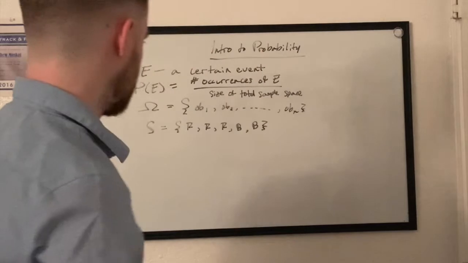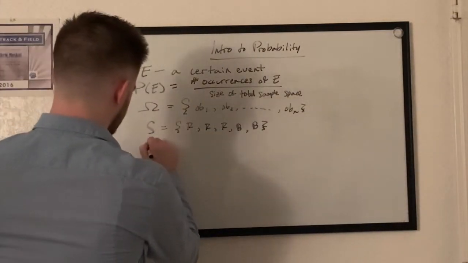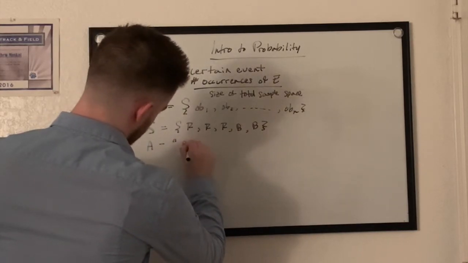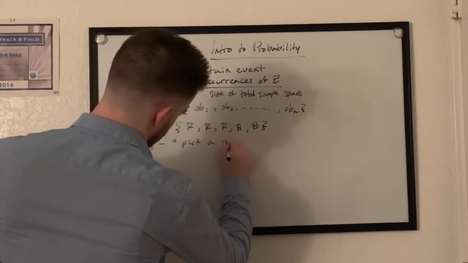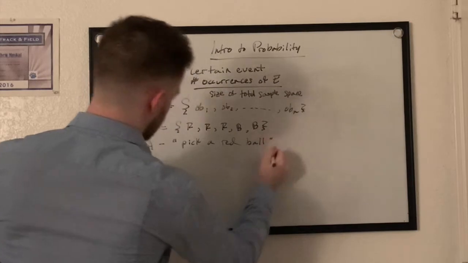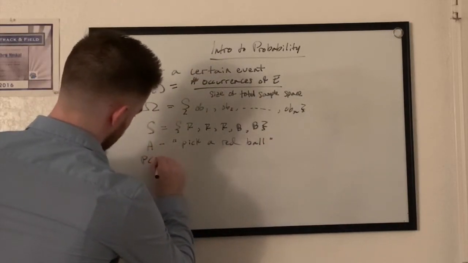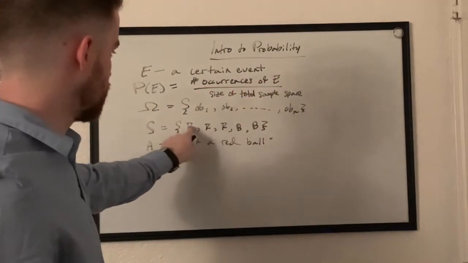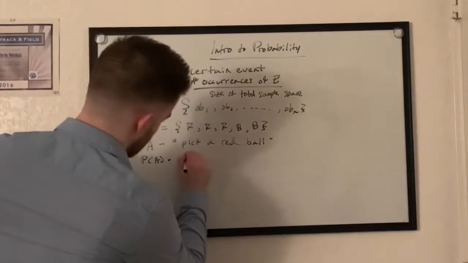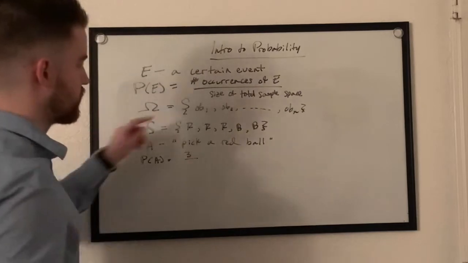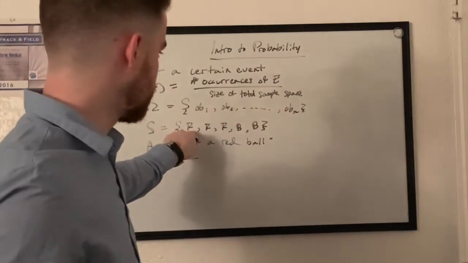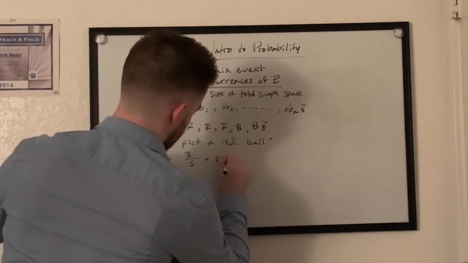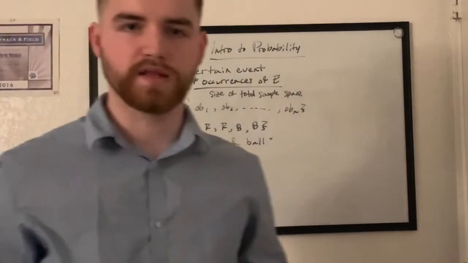Well, let's use our formula. Let's call event A, pick a red ball, the probability that A occurs is simply equal to the number of occurrences of our event, so the number of occurrences of red. 1, 2, 3. You can count them with me. That's 3 divided by the size of my sample space. Here you can see I have 1, 2, 3, 4, 5. So it's 3/5 or 60%. That's pretty easy enough, right?